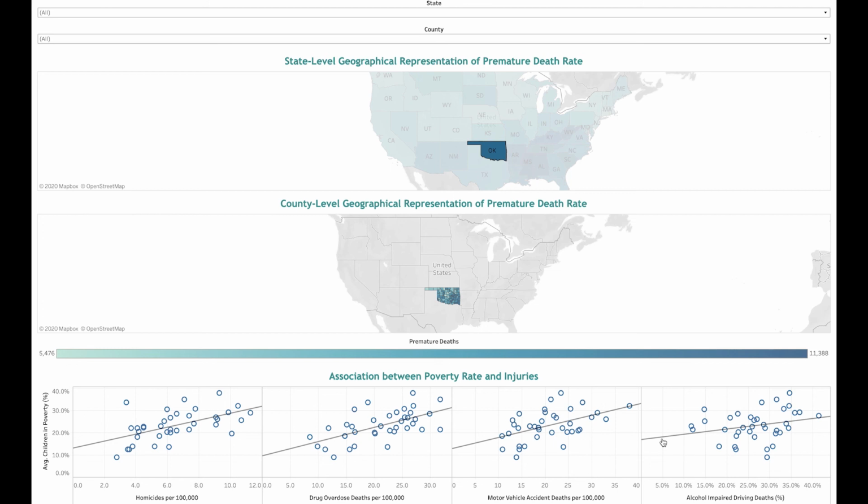The use of this dashboard can reveal trends in the relationship of poverty, premature death rates, and other outcomes that may reveal geographic differences. Any observed differences between states may be understood by demographic and socioeconomic differences.